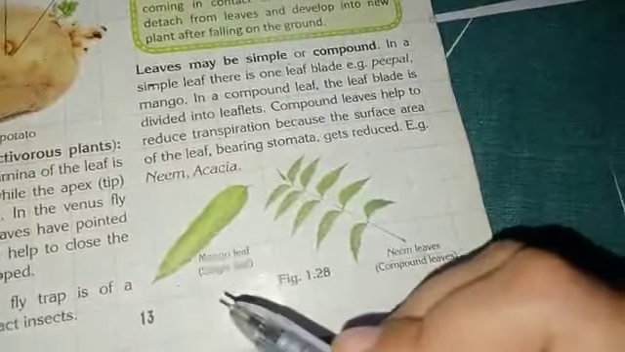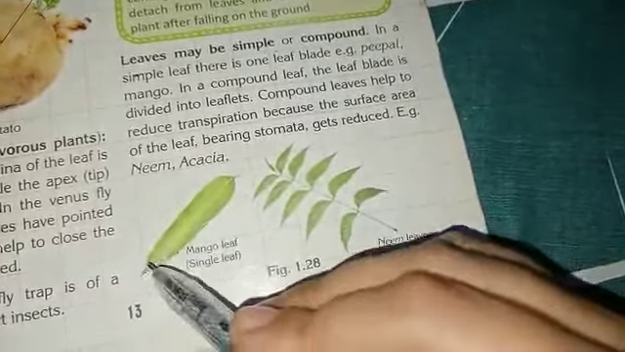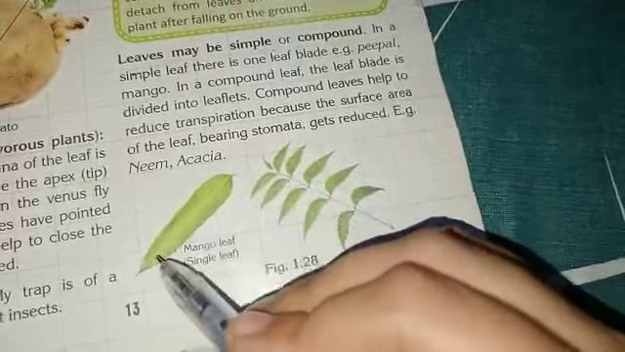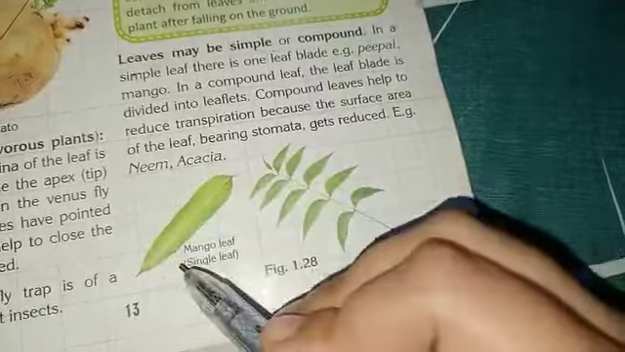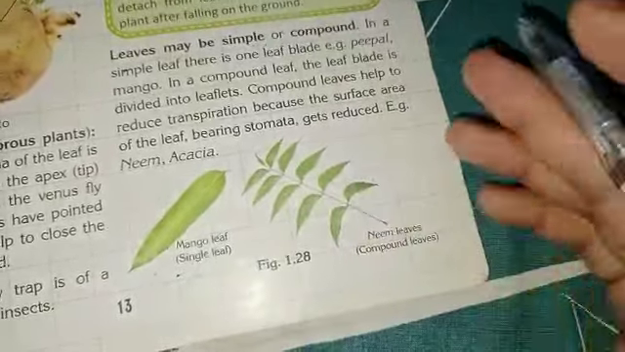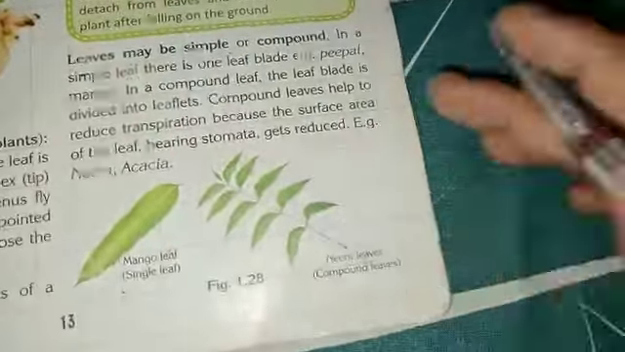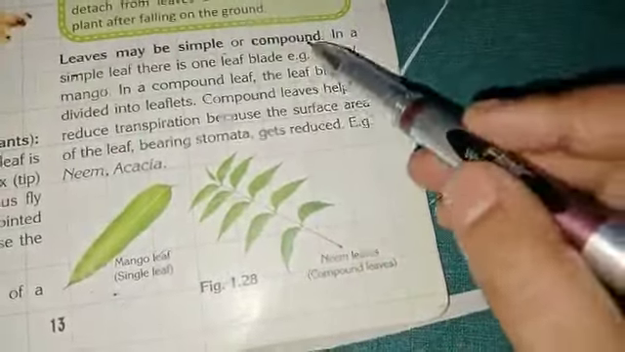For example, mango. Okay, you can see that there is one large lamina or leaf blade. Lamina is also called leaf blade. So there is one large lamina or leaf blade, that leaf is called simple leaf. For example, mango. The another type, that is compound leaf.